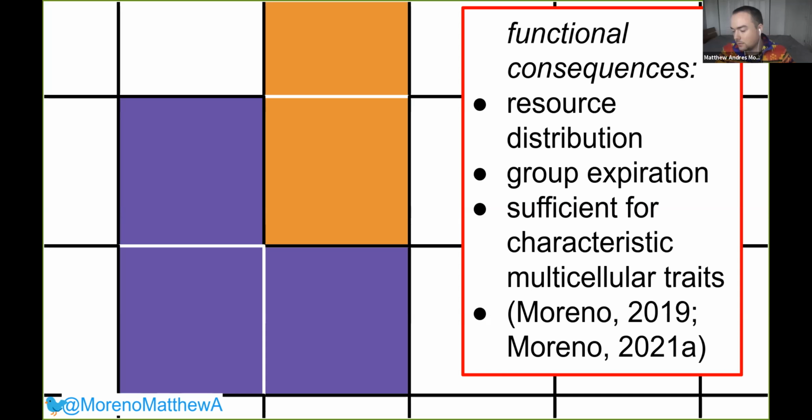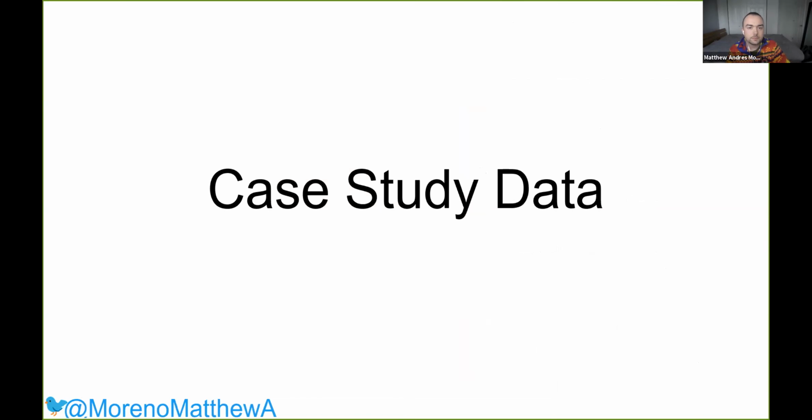We throw in some functional consequences to this kin grouping system, preferentially selecting for groups that are medium sized by rewarding them with resource, and degrading groups over time to ensure turnover so that new groups have a chance to get established. In previous work, we've shown that this is sufficient to select for traits characteristic of multicellularity, like reproductive division of labor, resource sharing, and apoptosis.